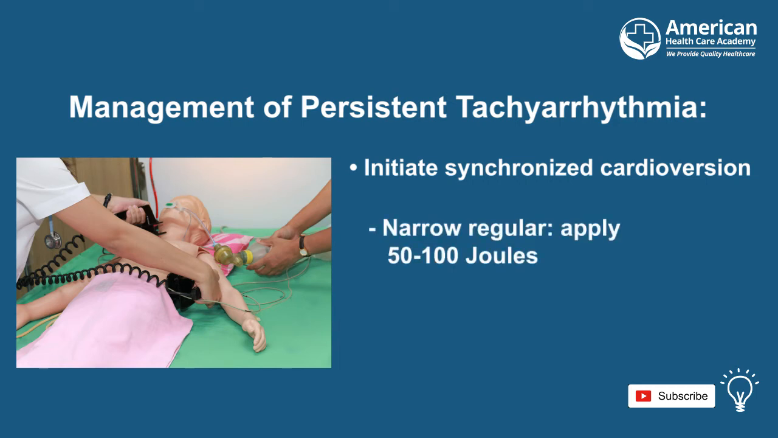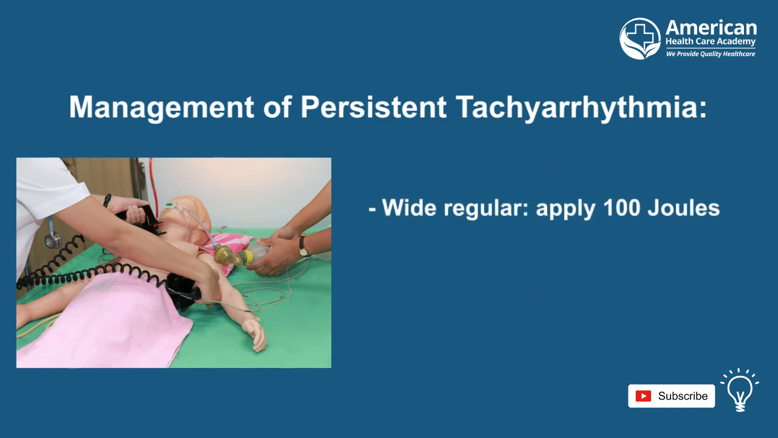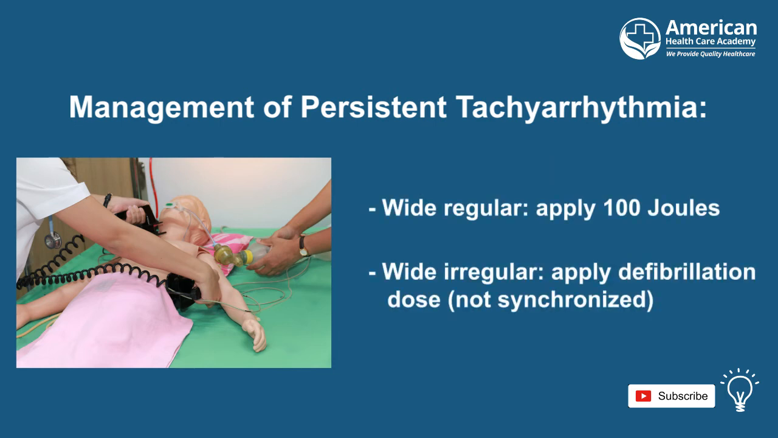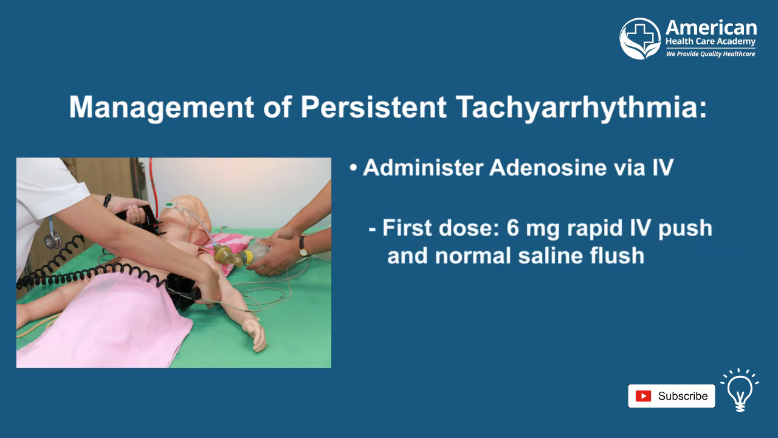For narrow regular, apply 50 to 100 joules. For narrow irregular, apply 120 to 200 joules biphasic and 200 joules monophasic. For wide regular, apply 100 joules, and for wide irregular, apply the defibrillation dose. Administer adenosine via IV access with the first dose of 6 mg rapid IV push and a normal saline flush. Administer a second dose of 12 mg of adenosine.